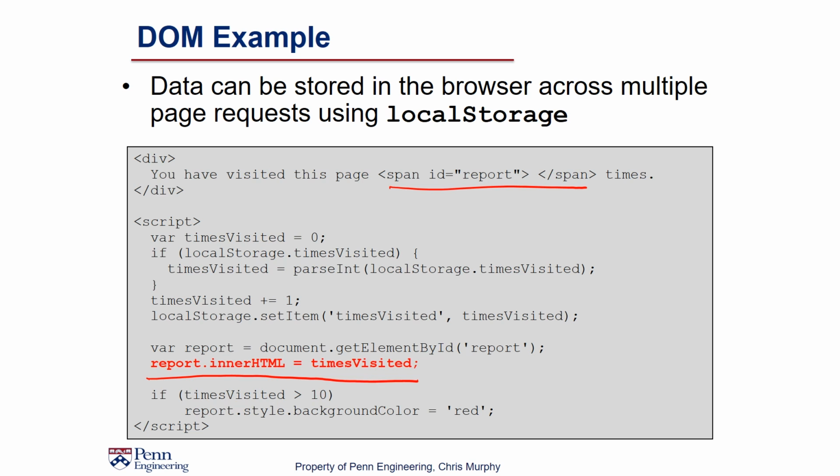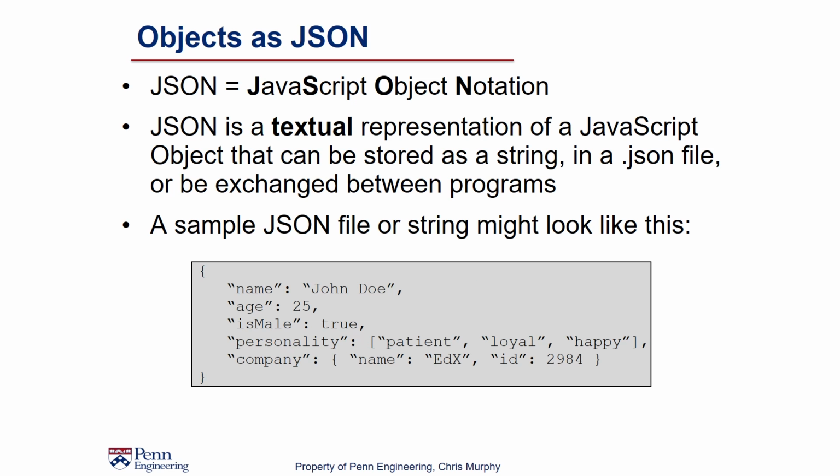Just one more additional feature that I threw in here because I thought it would be fun. If we check the value of timesVisited and, for instance, say that it's greater than 10, we can not only change the inner HTML, the content, the words, but we can also change the style. Every HTML element will have a style property in JavaScript, and in this case I can set its background color, for instance, to red.